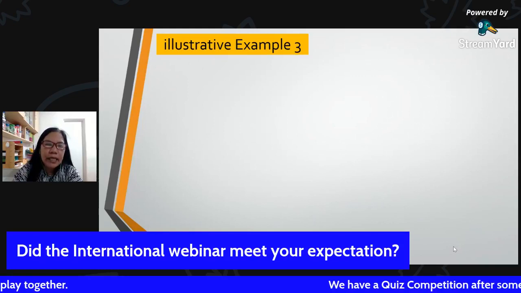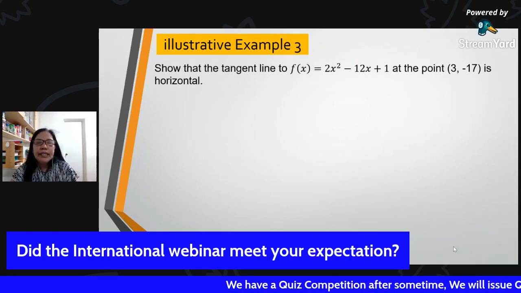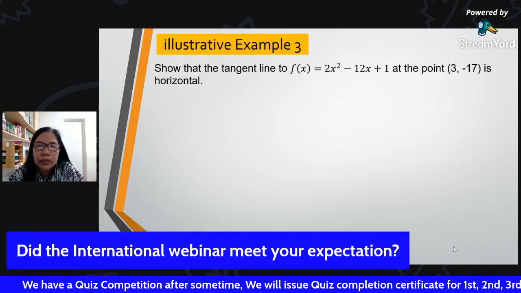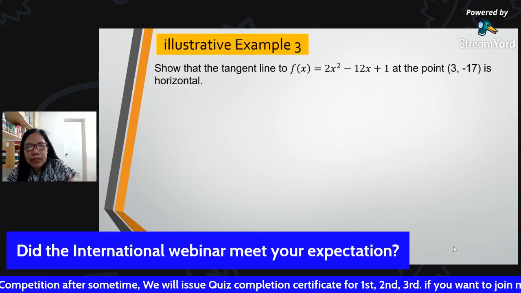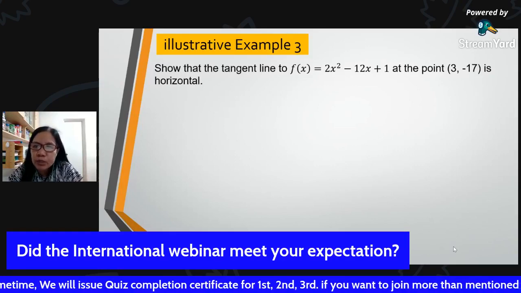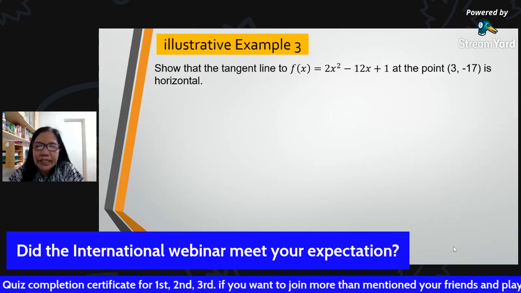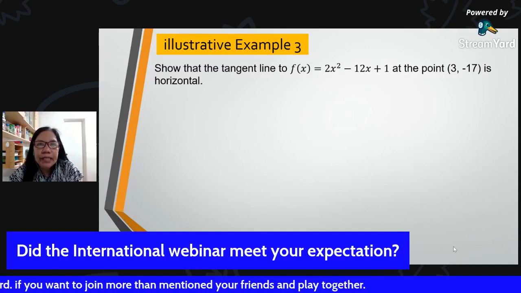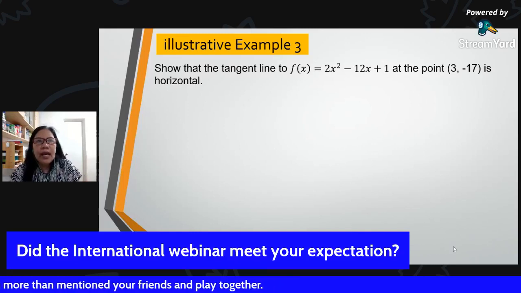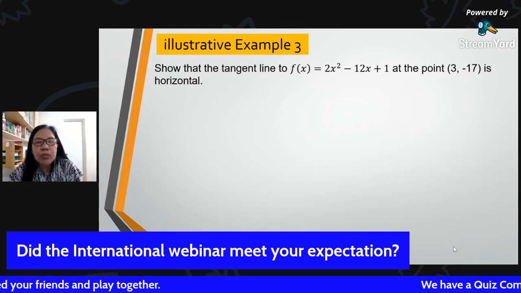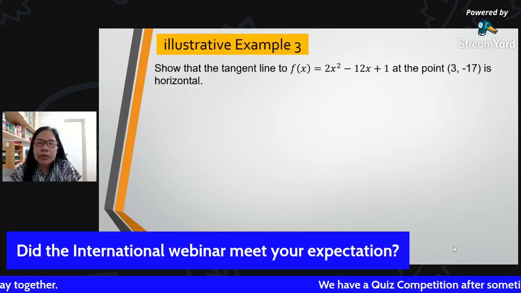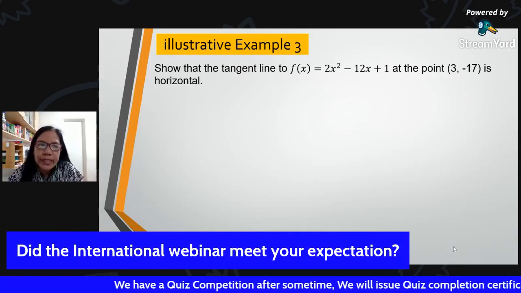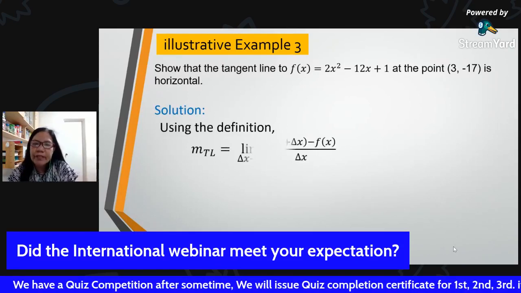And then example number 3 is different from the other two, which is: show that the tangent line to f of x equal to 2x squared minus 12x plus 1 at point 3, negative 17, is horizontal. So we all know that if the line is horizontal, the slope must be equal to 0. So we have to show that the slope is 0. And to find the slope, of course, we have to use the definition again.